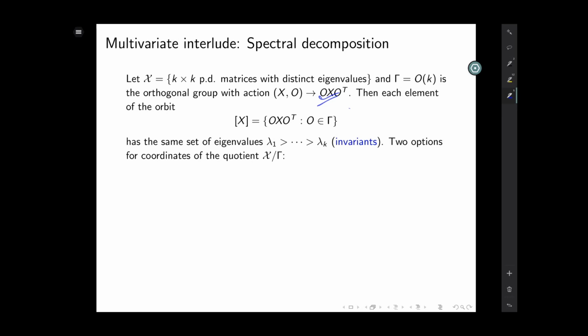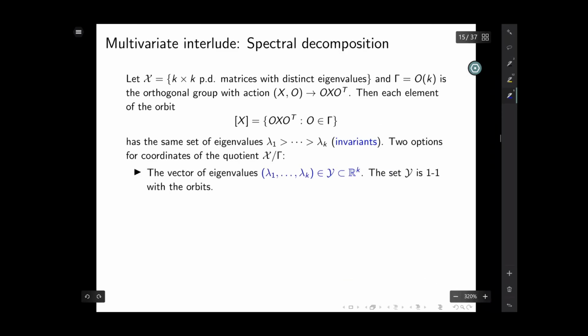So these eigenvalues are invariants. Not only are they invariants, they in fact uniquely index these orbits. So every element in this orbit will have the same set of eigenvalues. Okay. So now basically I have two options to give it coordinates.